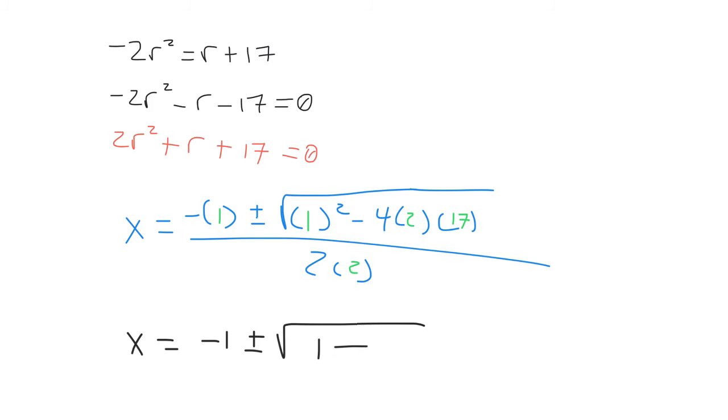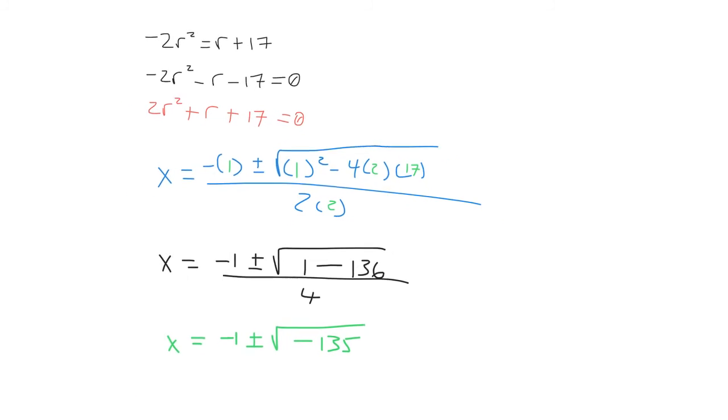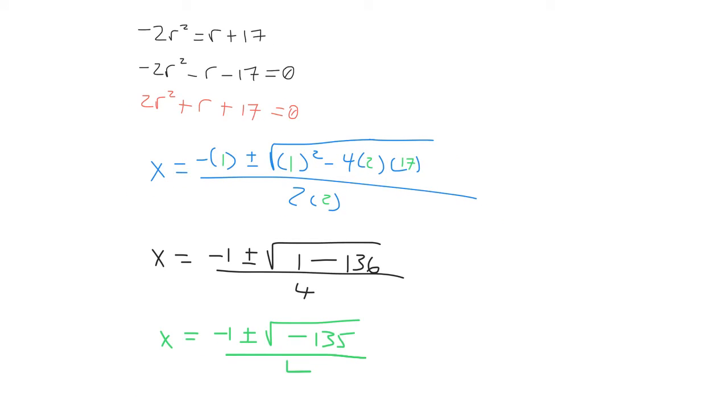So that's going to be negative right there. So then the question is, 4 times 2 is 8, and 8 times 17 is 136. And that's going to be all over 4. So when we work with that one, it's going to be x equals negative 1 plus minus the square root of negative 135, and that's going to be all over 4.